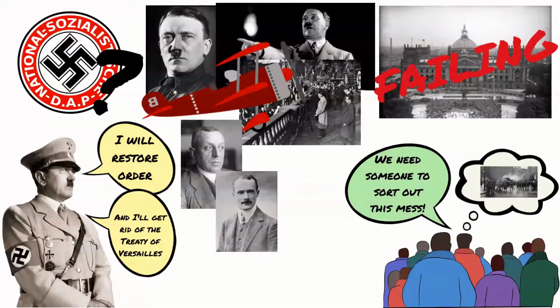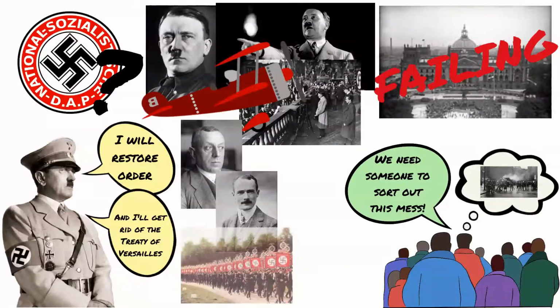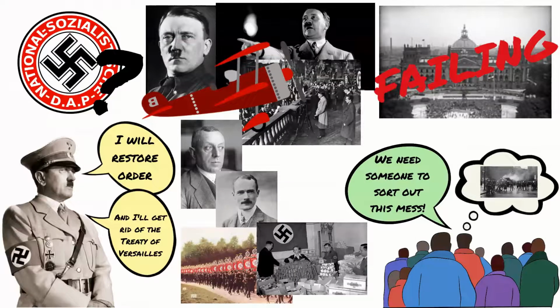The SA were another important factor. In their smart uniforms and organised rallies, they looked prepared and well run. This was a stark contrast to the bickering government. The SA also set up soup kitchens and homeless hostels, which was aimed at persuading people that the Nazis were on the side of the working class.